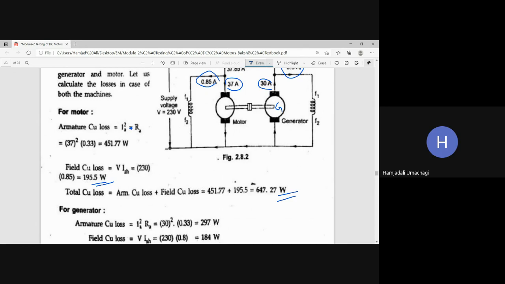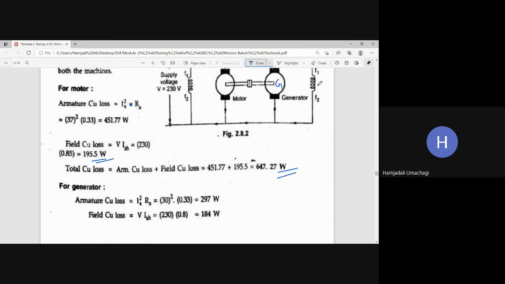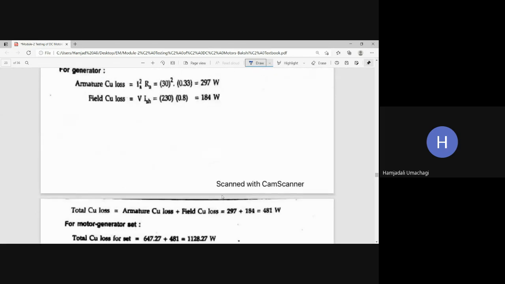Now let us calculate the field copper loss for the generator. Here, the current through the field winding of the generator is 0.8 and voltage is 230. So 230 into 0.8 is equal to 184 watts. So altogether, the total copper loss of the generator is armature plus field copper loss, which is going to be 297 plus 184, that is equal to 481 watts.